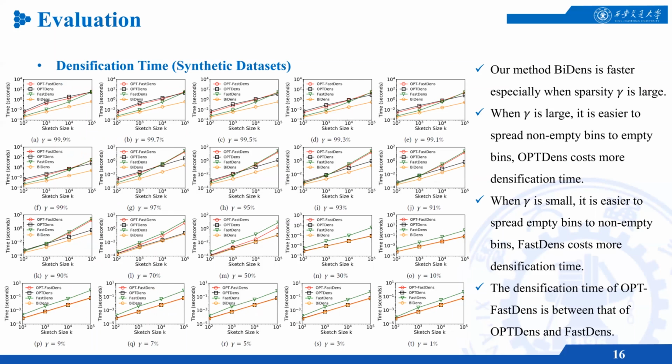As for the densification time in the synthetic datasets, we measure the runtime of many sketches with different sizes and different fractions of empty bins. Our method is faster than other methods, especially when sparsity gamma is large. When gamma is large, it is easier to spread non-empty bins to empty bins, and thus OPT dense costs more densification time. In contrast, when gamma is small, fast dense costs more densification time. The densification time of OPT fast dense is between that of OPT dense and fast dense.